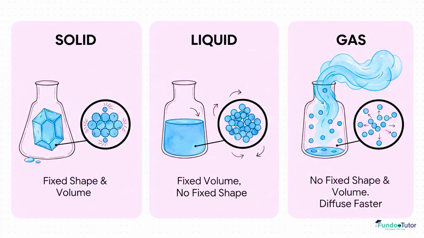Solids, right? They have a fixed shape and volume because their particles are packed in super tight. Liquids have a fixed volume, but they take the shape of whatever container they're in because those particles can slide around. And then you've got gases, no fixed shape, no fixed volume. Their particles are just free to zoom around and fill any space. And that freedom of movement, that's exactly why gases diffuse so much faster than liquids.